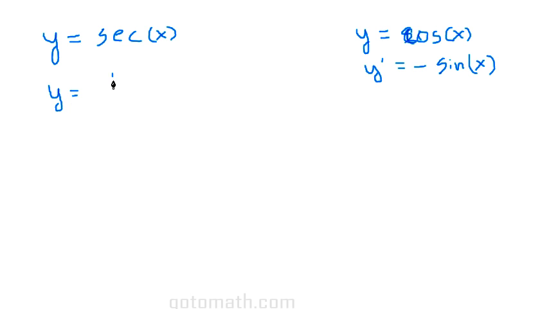Well, this can be rewritten, and that's exactly what we're going to do. This can be rewritten as 1 over cosine x. Now, we can do this two different ways. We can do the quotient rule, or we could write it like this: y is equal to, bringing this up into the numerator, cosine x raised to the negative 1. The whole thing raised to the negative 1, and then take the derivative of that. I think this is how we're going to do it.